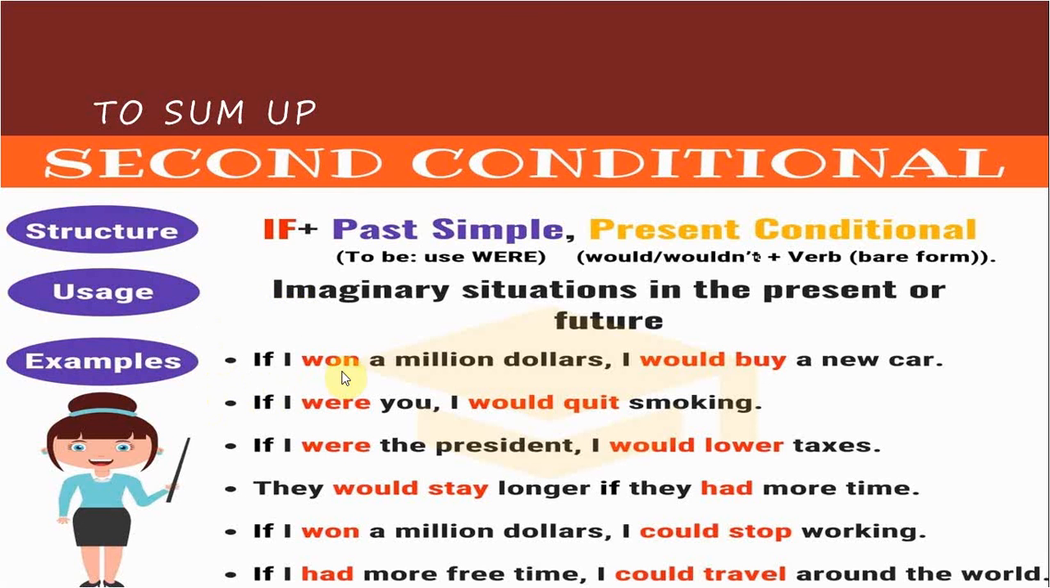Here are the examples. If I won $1 million, I would buy a new car. If I were you, I would quit smoking. If I were the president, I would lower taxes. They would stay longer if they had more time. If I won $1 million, I could stop working, and if I had more free time, I could travel around the world. Again, we have if sentence in the first place, then we put comma. If we have the main sentence in the first place, we don't put commas.